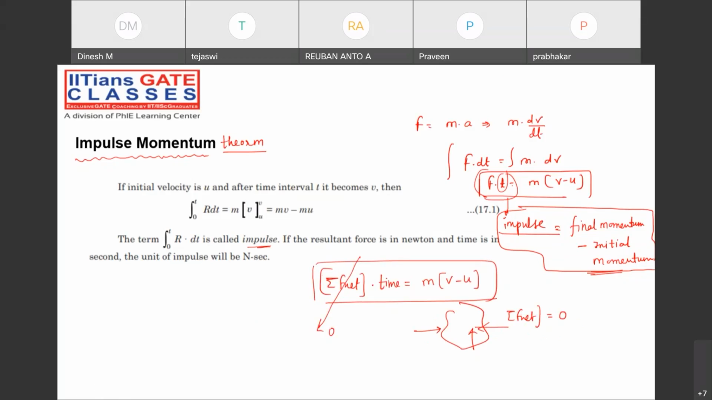See, force only will be responsible for change in momentum. Suppose any body is moving, you try to disturb it with a force, then what will happen? Velocity will change, momentum will change, and the change in momentum is the impulse. Understanding or not? Apart from forces, are there any other sources that can change the momentum of the body?